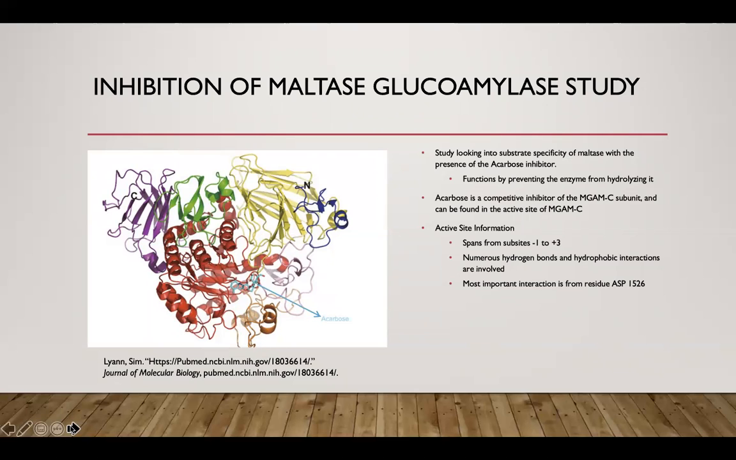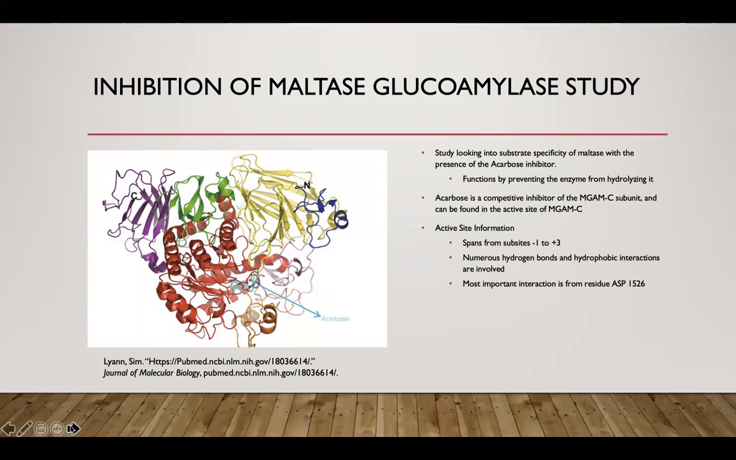First, this is maltase glucoamylase, and in this version of maltase, there are two subunits of this enzyme, a C-terminal and an N-terminal. The researchers wanted to note some important information they knew going into this experiment. The first and most important being that acarbose is a competitive inhibitor of the MGMC subunit and can actually be found within the active site of MGMC. The main reason for this is due to active site differences between the two subunits, which I'll explain some here and some in the next slide.